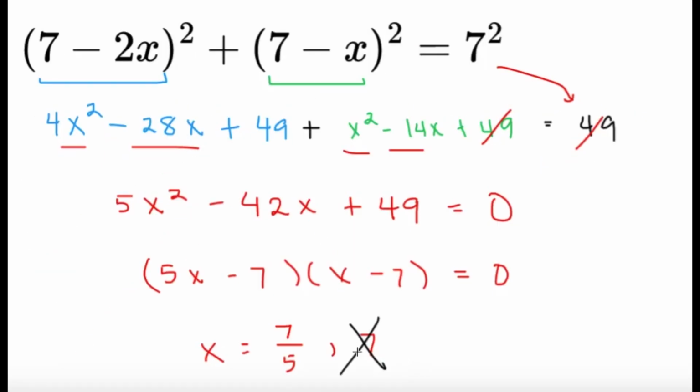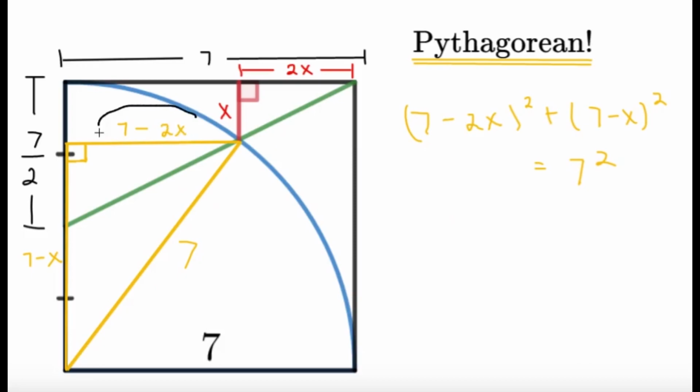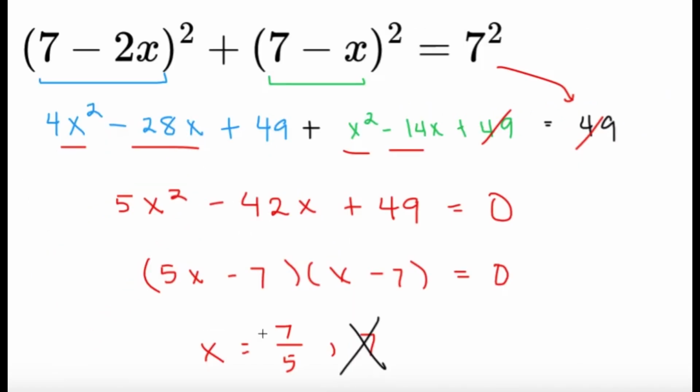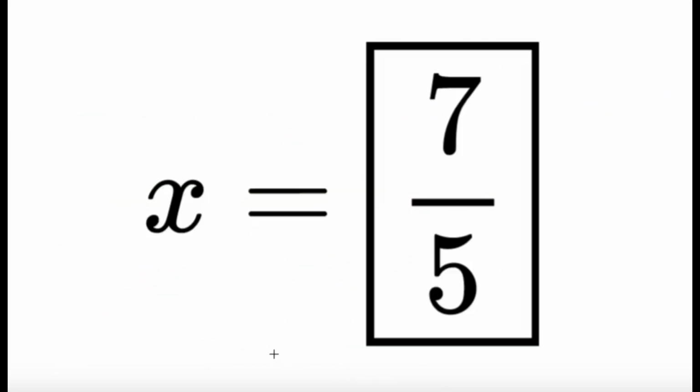So another reason why 7 wouldn't work is because 7 minus 2x over here would have a length of -7. Again, that doesn't make sense, having a negative distance. So x here would be 7/5. And there we go, that's going to be the final answer to the question. Now, that's for method 1.